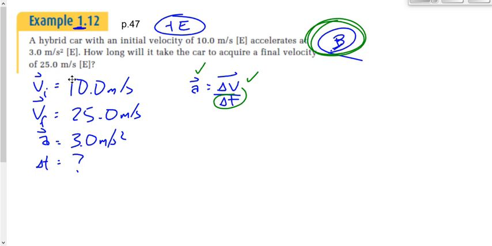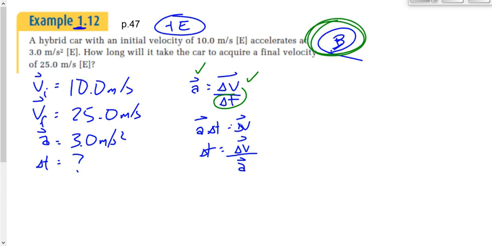V divided by T, how do I get it to the top? Multiply. So it becomes A times T equals delta V. Now it's not by itself. Now I've got to get rid of the A. A is multiplied by T, so how do I get rid of it? Divide. So I'm going to say T is equal to delta V over A. Does that make sense, what I've done there?